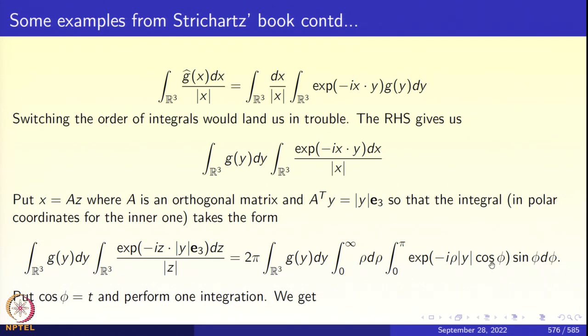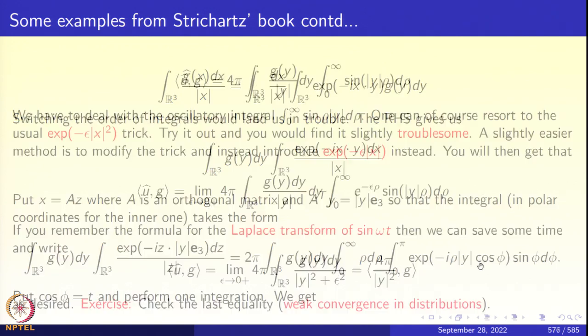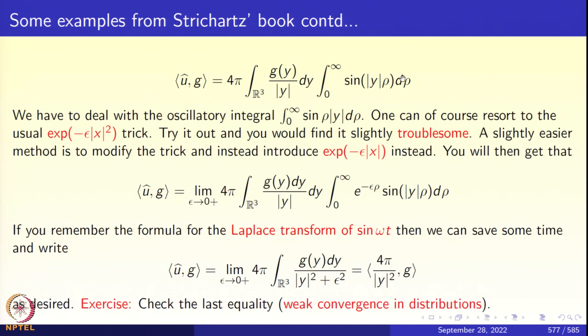Put cos phi equal to t. So sine phi d phi will be minus dt and the limits of integration will become minus 1 and 1. And you can actually perform this integral, e to the power minus i rho mod y t. Perform that integration. And so one more integral has been dealt with. Only the integral with respect to rho remains. And what you see is trouble in front of you. You see the integral from 0 to infinity of sine mod y rho d rho.